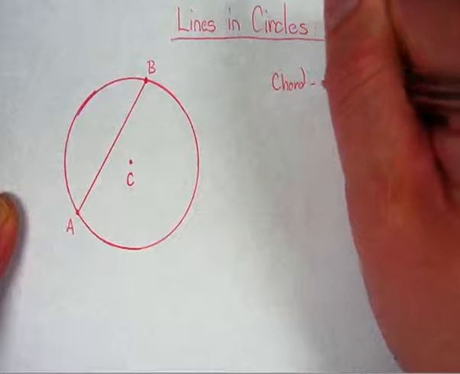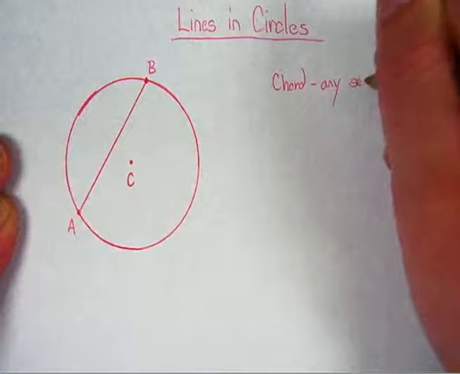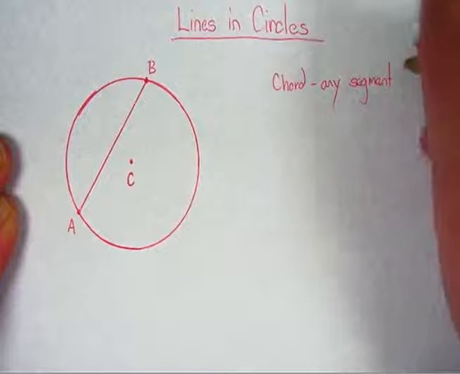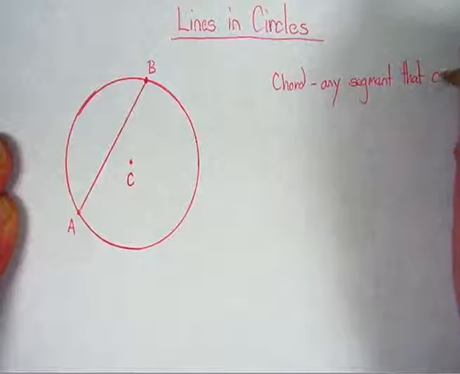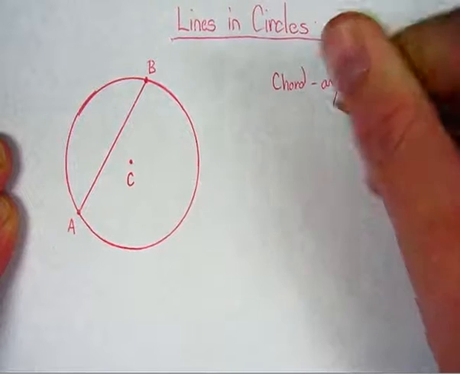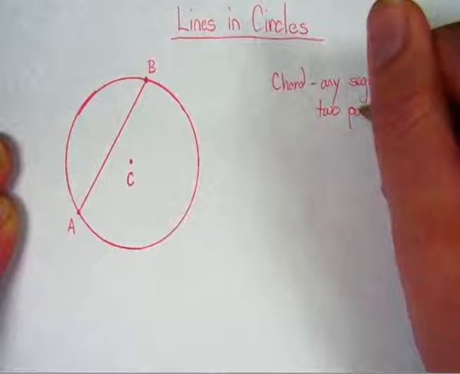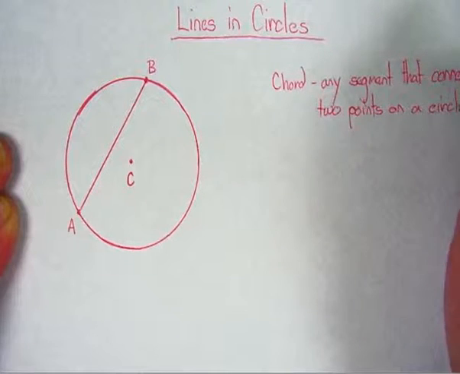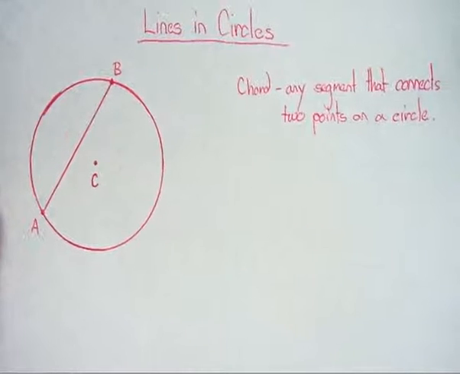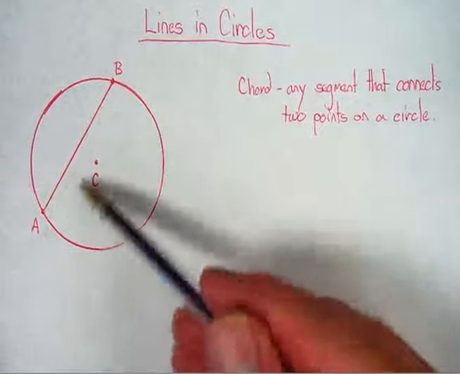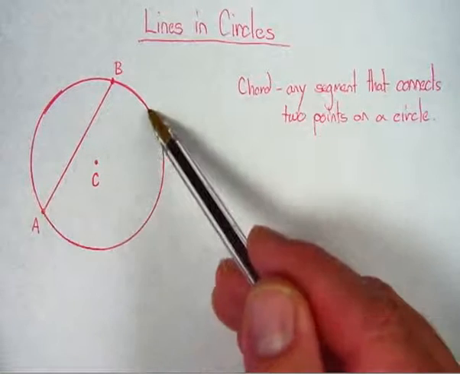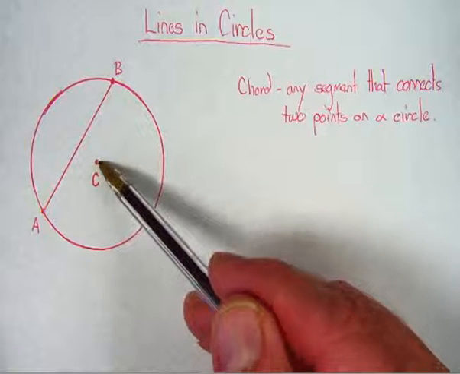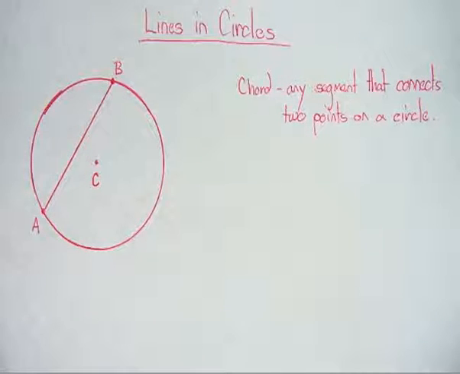A chord, any segment that connects 2 points on a circle. Now, interestingly enough, we've already talked about a certain type of chord. If you think about a diameter, it connects 2 points that are on the circle, but passes through the center. So a diameter is really just a special case of a chord. It's a chord that passes through the center of the circle.